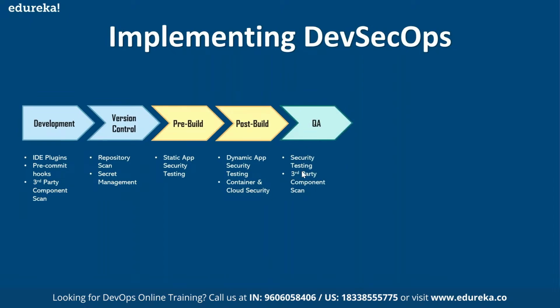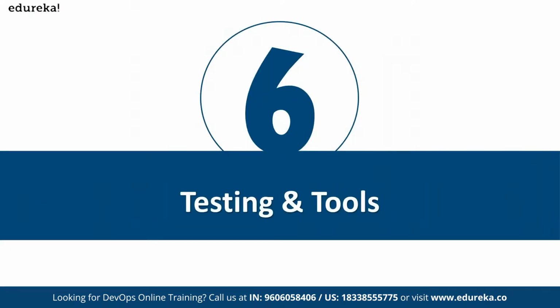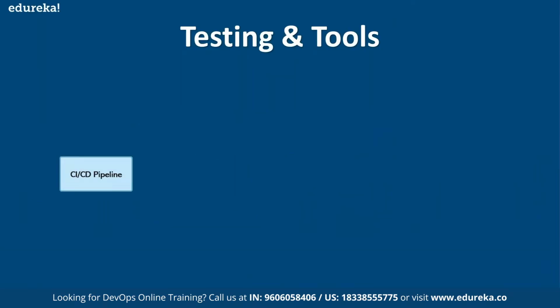In QA time, you will have security testing. In staging time, you have penetration testing and manageability testing. In production, you have compliance as code testing. So there are different types of testing techniques at different points in time, and what applies where is mentioned in the next slide. Then there is monitoring and alerting security. So what are the testing and tools required?